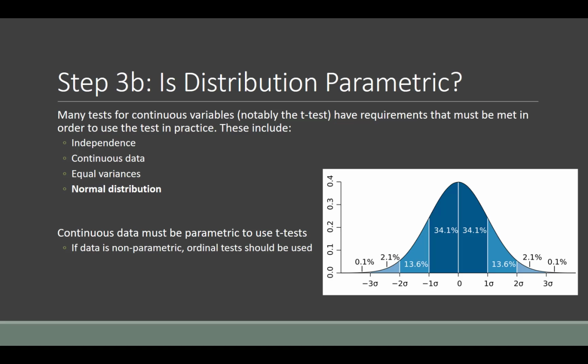For the next slide, we'll look at continuous data. If it's non-parametric, then we'll look at how we should be using ordinal tests instead. If I wanted to use a t-test but my data wasn't parametric, I would then switch over to using the ordinal test for two group independent variables.